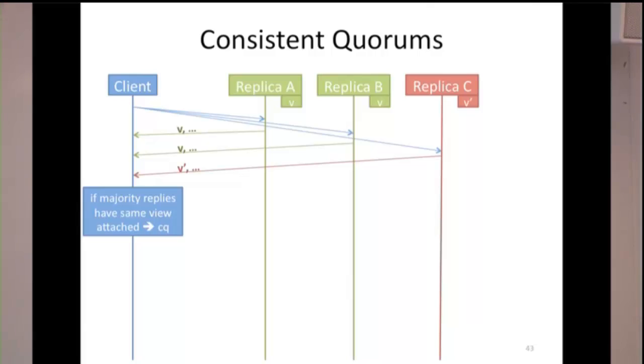if a majority of the replies have the same view, only then can the client say that my operation succeeded. And this same view at the majority, we call it a consistent quorum. So for example, in this particular case, majority is 2 out of 3. These two replied with the attached view of V. So fine, the majority has the same view V. I have a consistent quorum. So things are good. And this view V, which was in a majority, we denote here as the consistent quorum. So whatever operation was going on, it's fine.